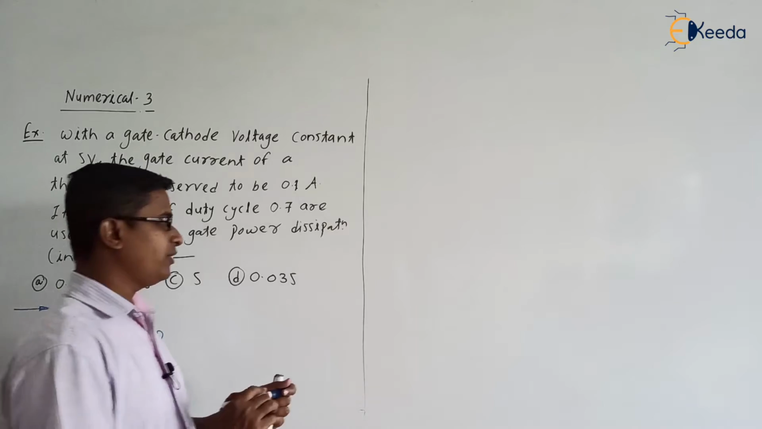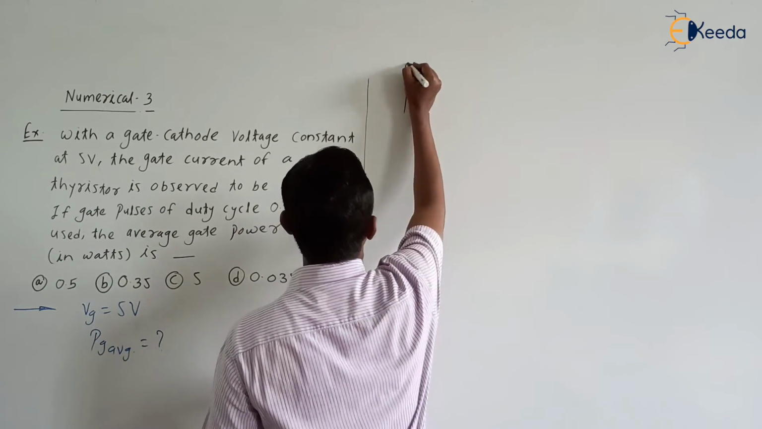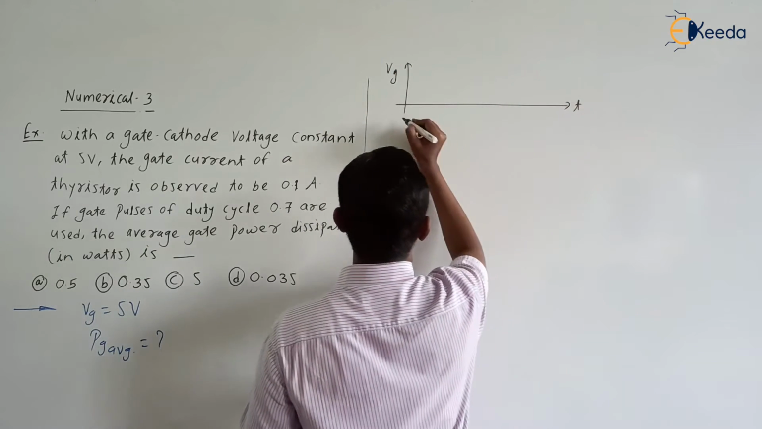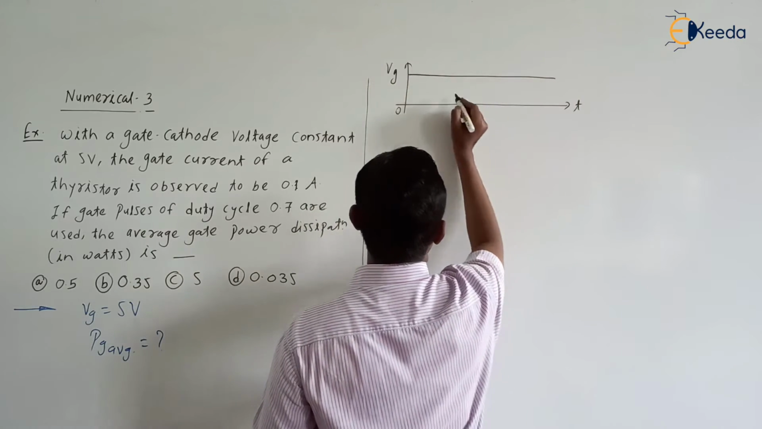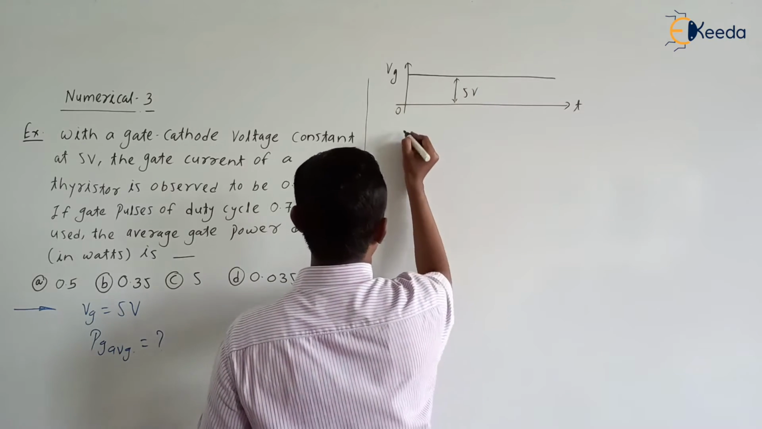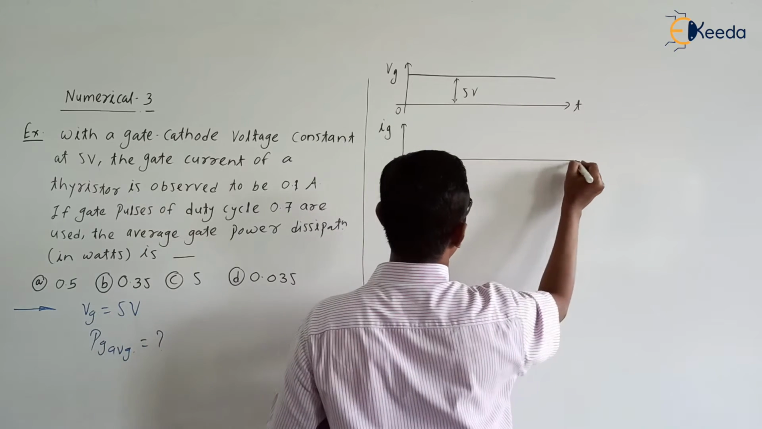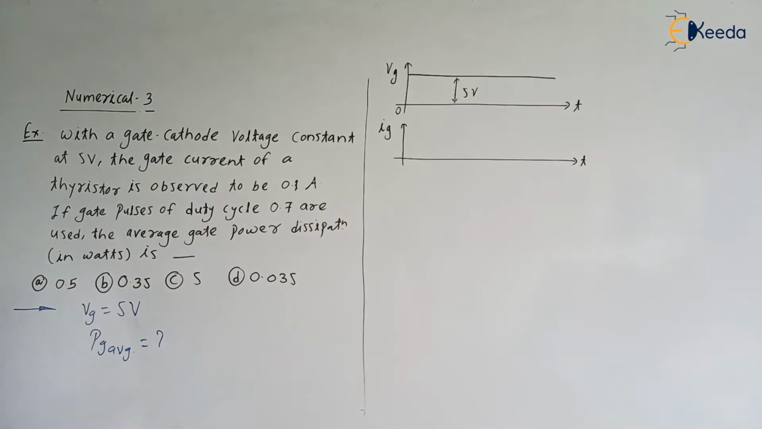So please be careful. It is given that we are having the constant voltage Vg. It is a 5 volt constant voltage, so this voltage is equal to 5 volt. What is the Ig? Ig is equal to 0.1 ampere, but at the same time it is given that the gate pulses have a duty cycle of 0.7.